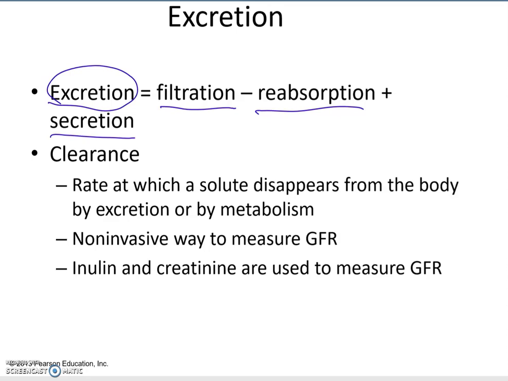Now, before we talk about the exact mechanism of how you get rid of these fluids that then need to leave your body, let's take a look at clearance. Clearance is important clinically. It's the rate at which a solute disappears from the body by excretion or by metabolism. It's a way that pharmacologists measure how certain drugs are being excreted, how they're leaving the body. And so you need to have some sort of a baseline, and that baseline is usually inulin or creatinine that are used to measure the GFR, the glomerular filtration rate, and then measure the clearance of a certain substance. So, at what rate something is leaving your body.